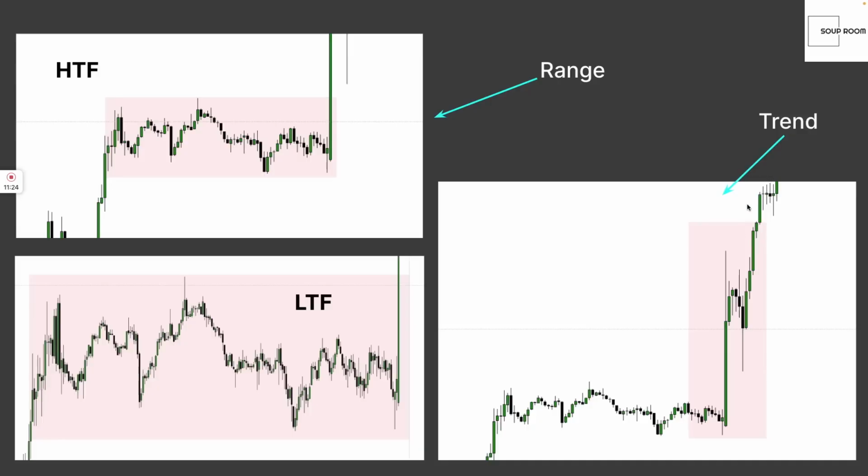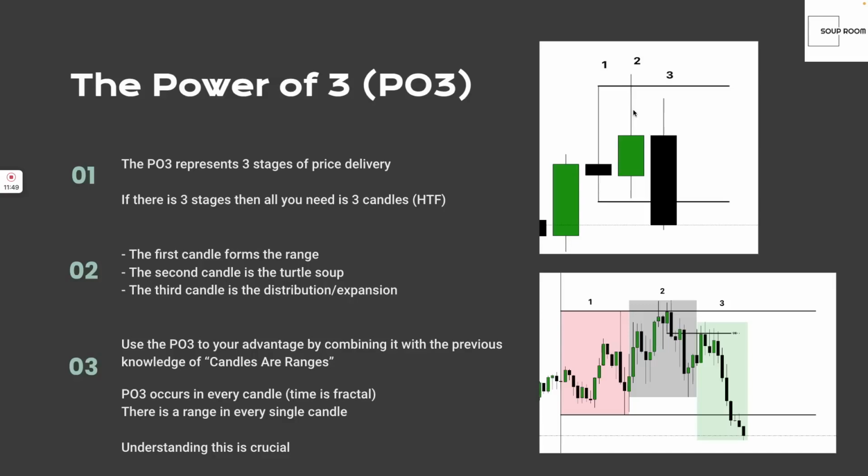This is exactly what a trend looks like. We will expand up, breaking past the high, retrace back down to the 50% of the range, dealing range, high to low, turtle soup, and expand back up, rejecting lows, breaking highs. The power of 3, PO3, or as some like to call it, AMD.